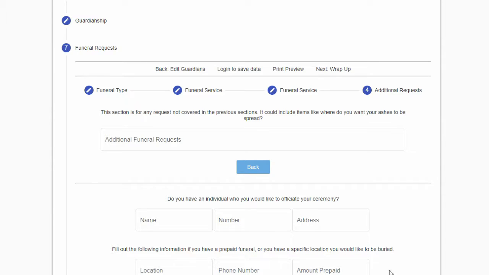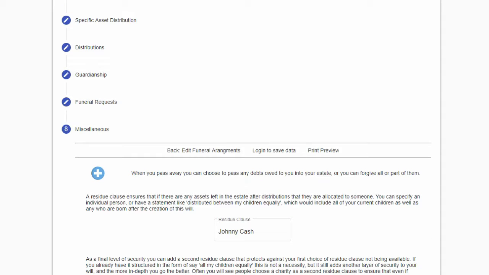This isn't something you have to do, but a lot of people do it just to simplify the process when you do pass away. And it's really important to put down the information so that your family or whoever is taking care of your estate and funeral knows what's up. And so that's pretty important. And the last section we're going to look at is the miscellaneous section, and this covers various different things.